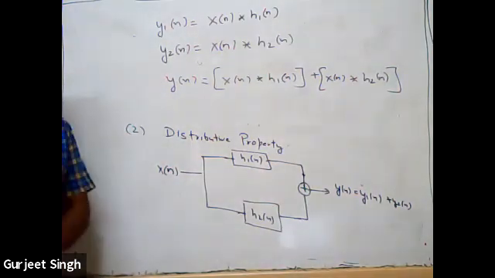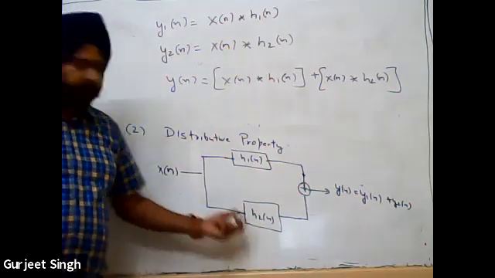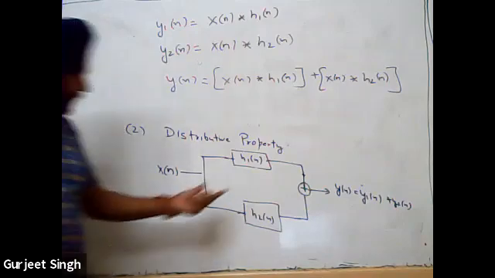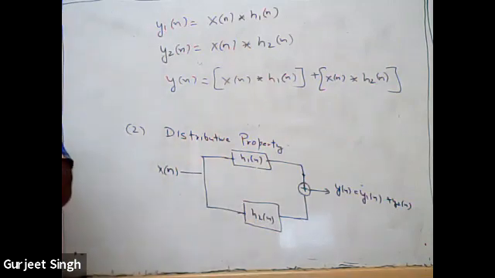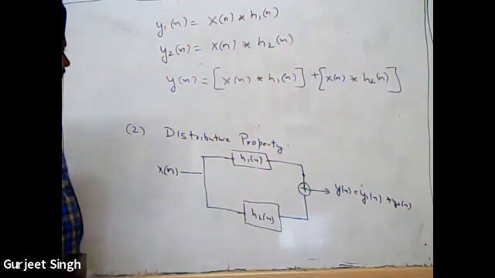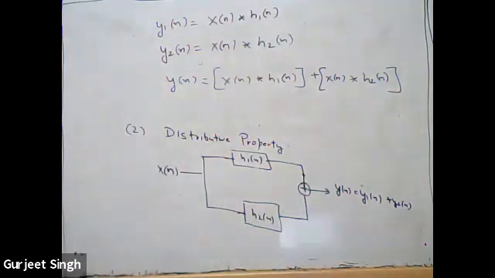Now, what is the distributive property saying? It says that if we have a parallel combination, here we have a parallel combination, meaning xn is the input, h1n is the first system, h2n is the second system, two systems h1n and h2n connected in parallel. The distributive property says that a parallel combination of LTI systems is replaced by a single LTI system whose impulse response is the sum of the individual impulse responses. Meaning this parallel system will be replaced by a single system.